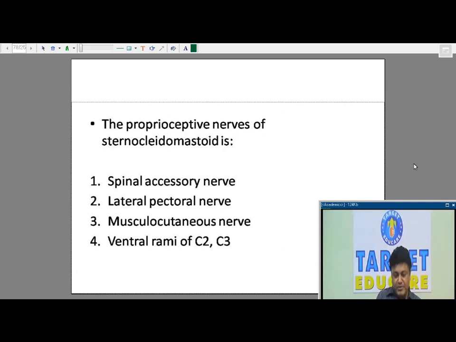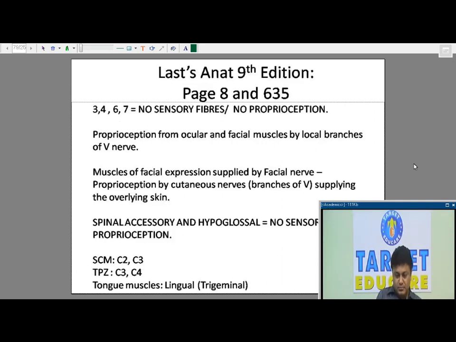Many people have answered ventral rami of C2 and C3. You should know this basic. This is given in Last's Anatomy, Regional and Applied Anatomy, one of the very popular books. Go to the 9th edition, open page number 635. There you can read it.